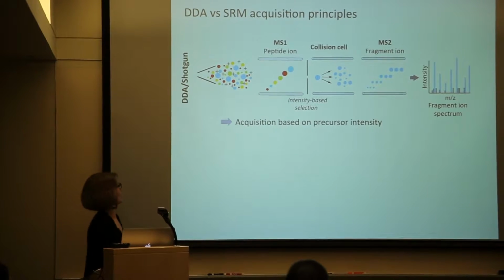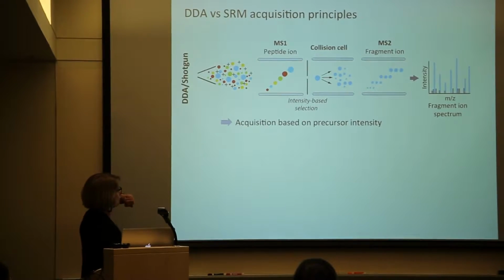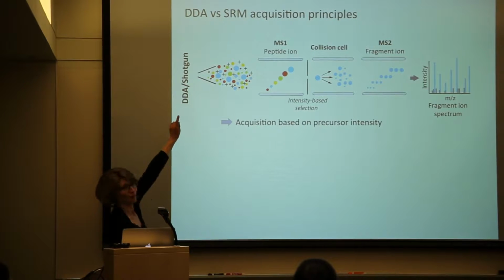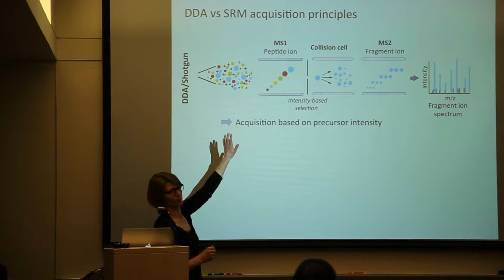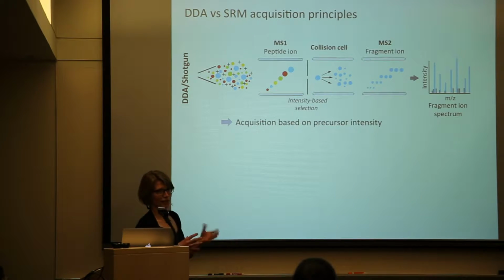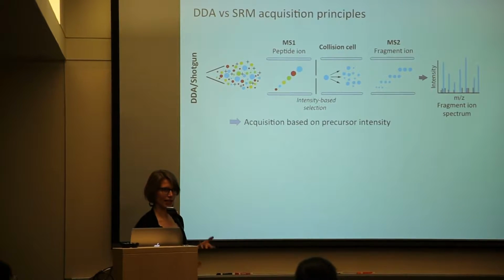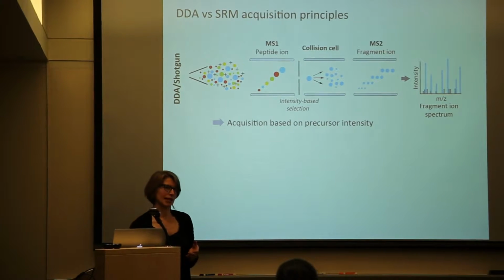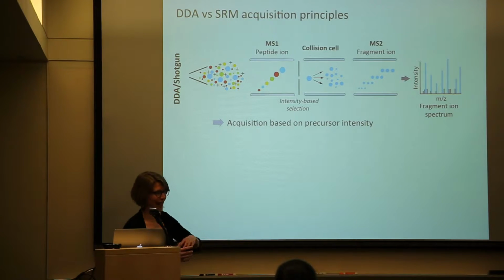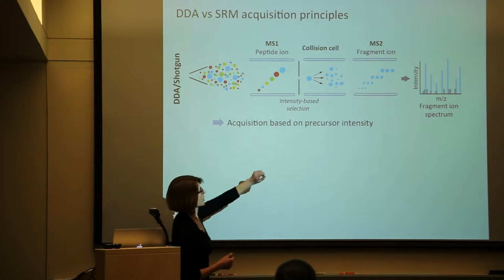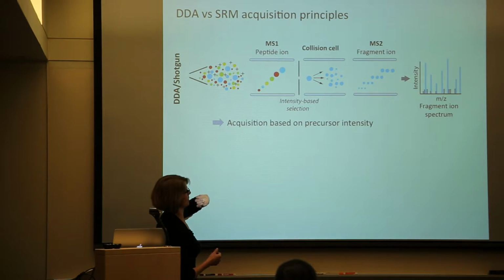Alicia already explained very nicely how DDA and shotgun works. You have a set of peptides, here the colorful dots, that enter the mass spectrometer. The MS1 scan is the first mass spec scan. The peptide ions are measured and the intensities of the peptide ions are determined. Then the mass spectrometer selects the highest 10 or 20 abundant peptides and subjects them to fragmentation in the collision cell.